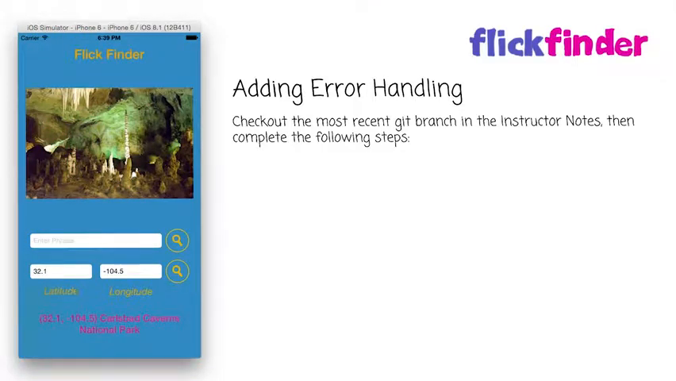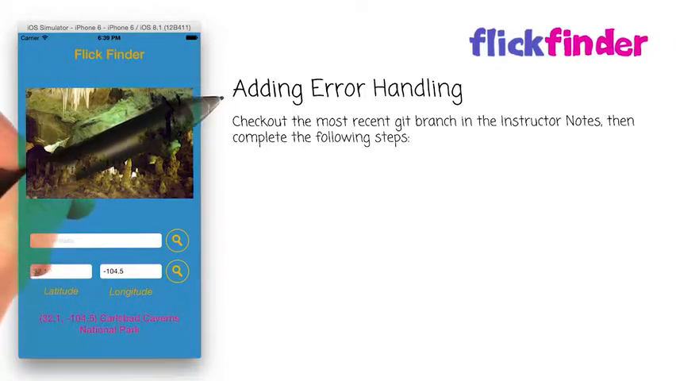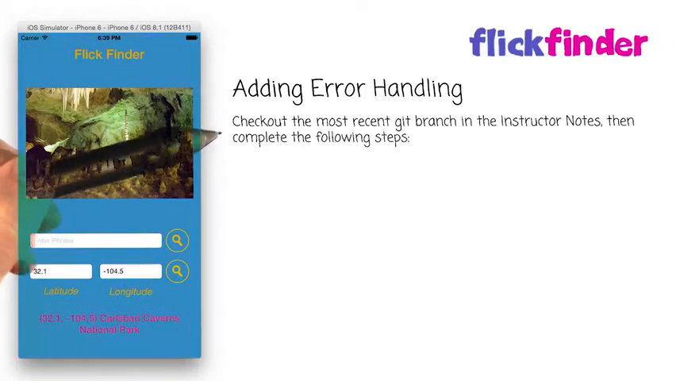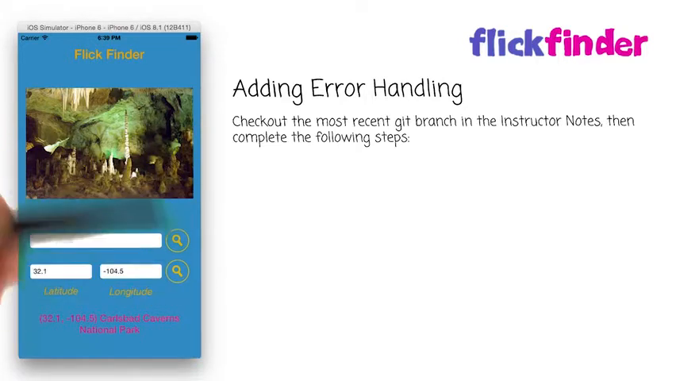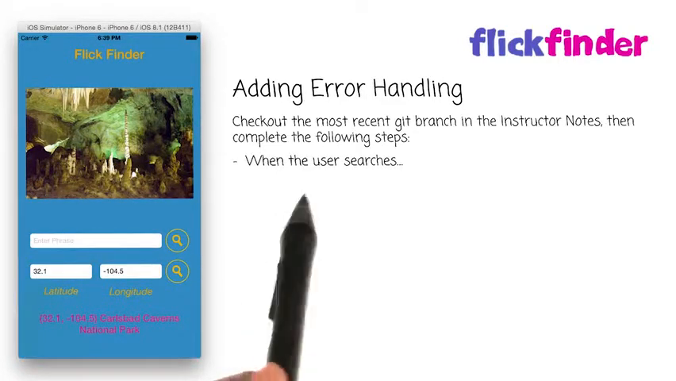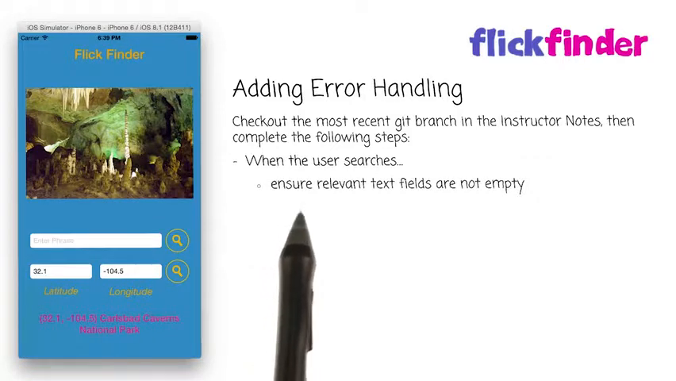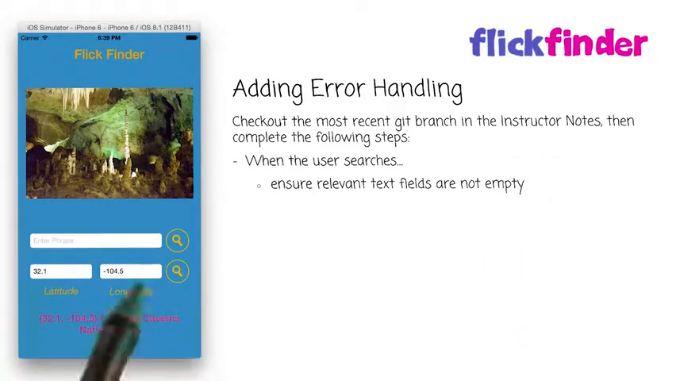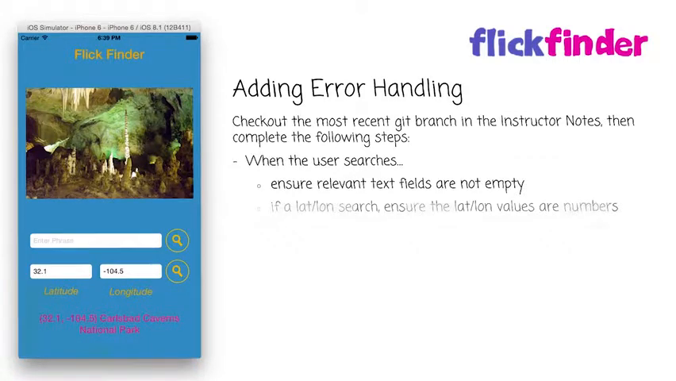So each of these considerations we will need to make for this exercise, adding error handling. But first you'll want to make sure you have the most recent Git branch, and then we'll follow these steps. So when the user searches, we need to ensure that the relevant text fields are not empty. So if we're searching here for the phrase, then the phrase text field doesn't need to be empty. And if we're searching for an image by latitude or longitude, then neither of these text fields need to be empty. And if it's a lat/long search, we need to make sure that both of these values are actually numbers instead of potentially strings or something else that the user might enter.